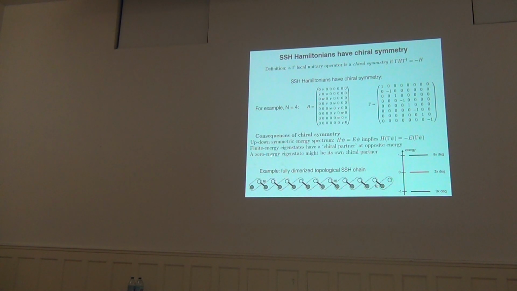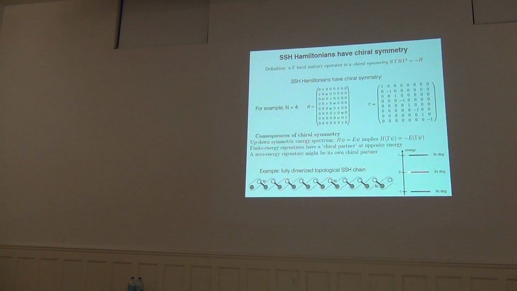But this is not the only option, because if my state is living at 0 energy, then just the fact that gamma acting on the state will also give me a 0 energy state, that doesn't mean that the second state is different from the original one. So for 0 energy states, you can also have that the state itself is its own chiral partner. So the chiral symmetry acting on the state is giving just the state. Okay, so there's no requirement of twofold degeneracy at 0.